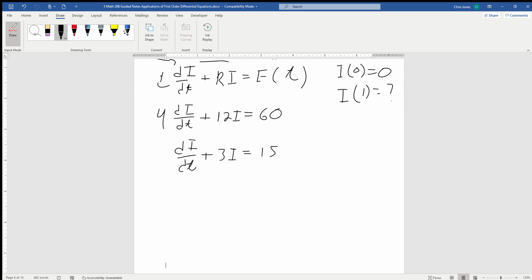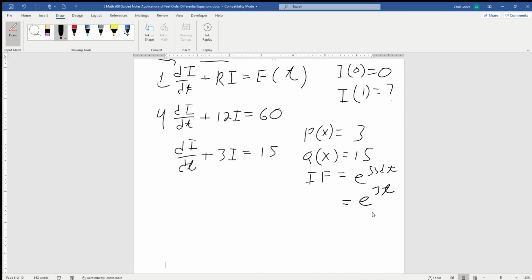And at this point, it's either a separable or a linear differential. Since we did two separables, let's just do a linear one, and this should be pretty easy. We know that our p of x is the coefficient of I, which is 3. Q of x is 15. And our integration factor, I'm going to define that as IF. Usually we call it I, but we're already having I, so I can just call it IF, is going to be e to the integral of 3 dt, or in other words, that's e to the 3t.